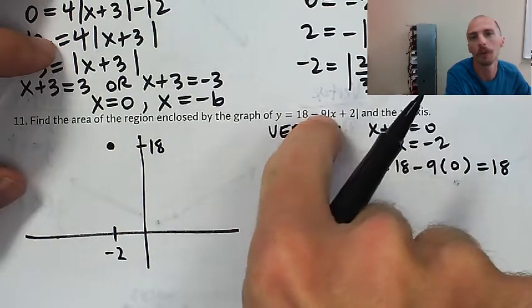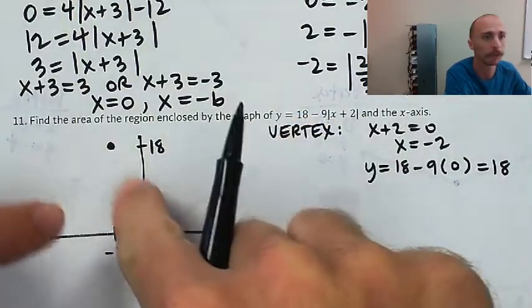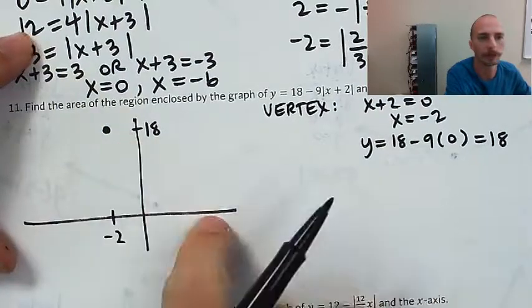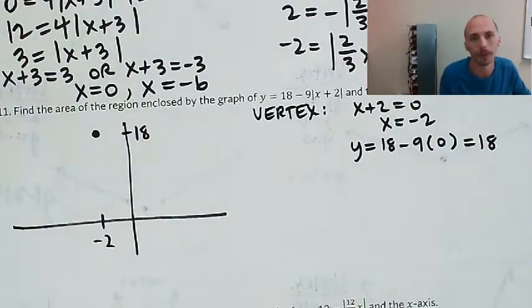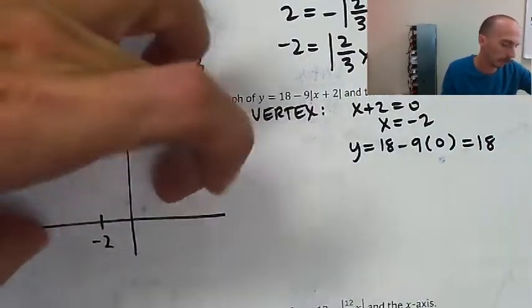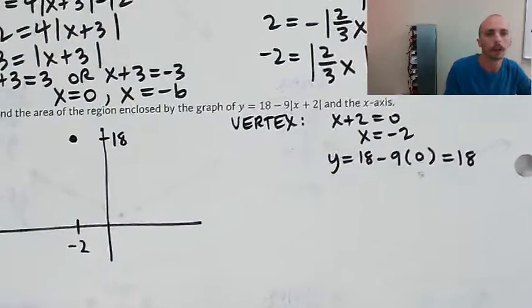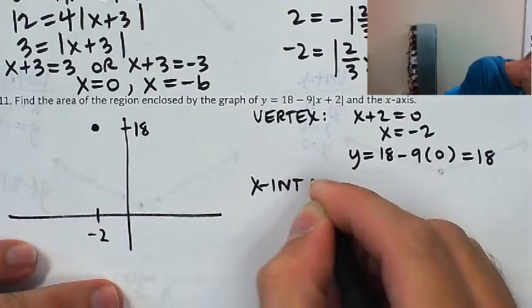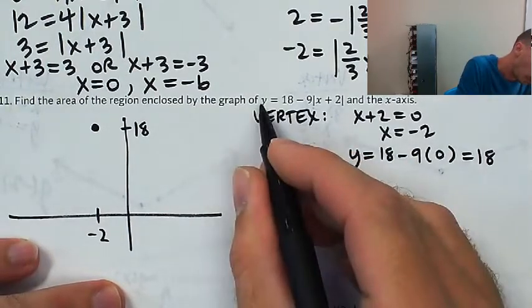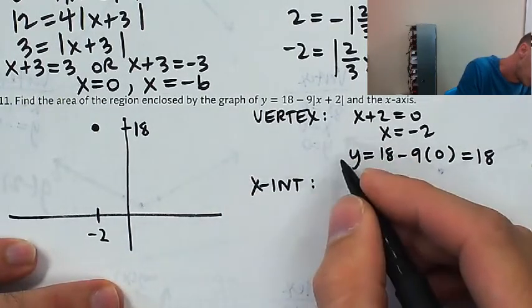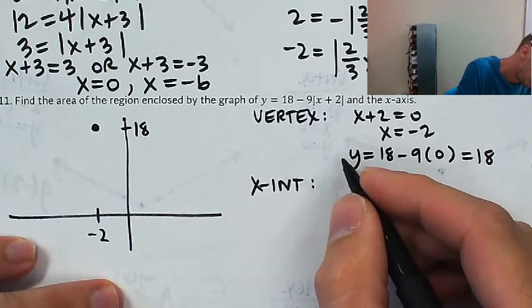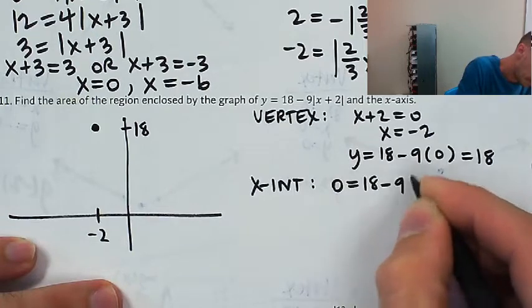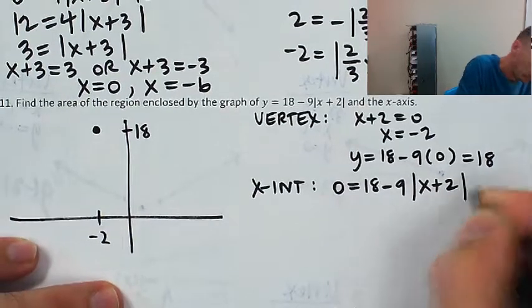If you noticed in the past that this negative number means the V is going to open downwards, then you know that I'm going to have two x-intercepts. And I think I'm going to need those coordinates anyway in order to find the width of this triangle I think it's going to be. So I think I should probably just find the x-intercept. So that's going to be where y equals 0 at an x-intercept. And so 0 equals 18 minus 9 times the absolute value of x plus 2.